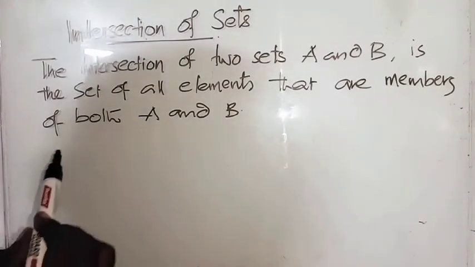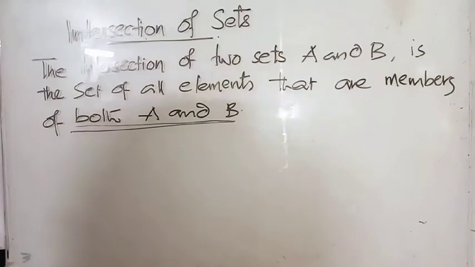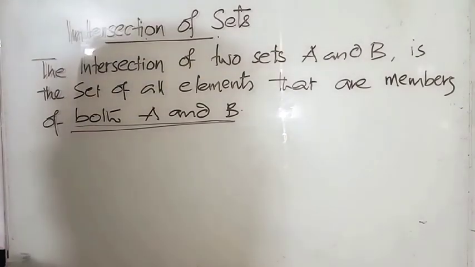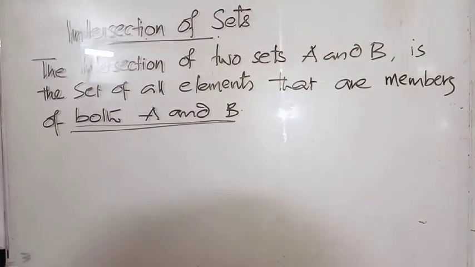So what do you mean by this? In a simple way, we can say intersection is a new set formed by taking all the common elements from two sets. Take the common elements from set A and set B and form a new set. You can call such a set the intersection of two sets.